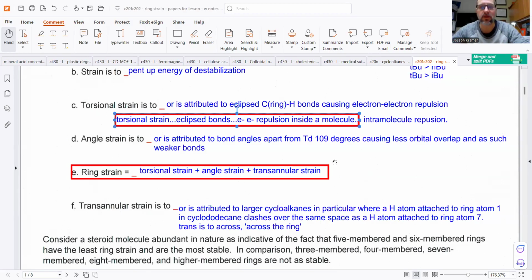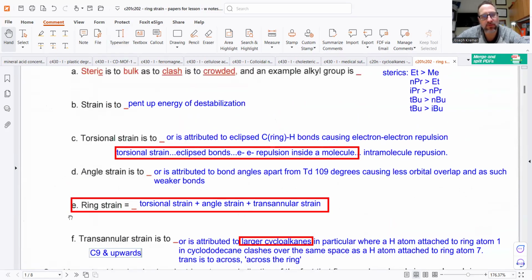So transannular really applies to larger cycloalkanes. Cyclopentane, no transannular strain. Cyclopropane, no transannular strain. So transannular strain is really reserved for C9 and upwards, cyclononane, cyclodecane on up. That is a component of ring strain as well as angle strain.